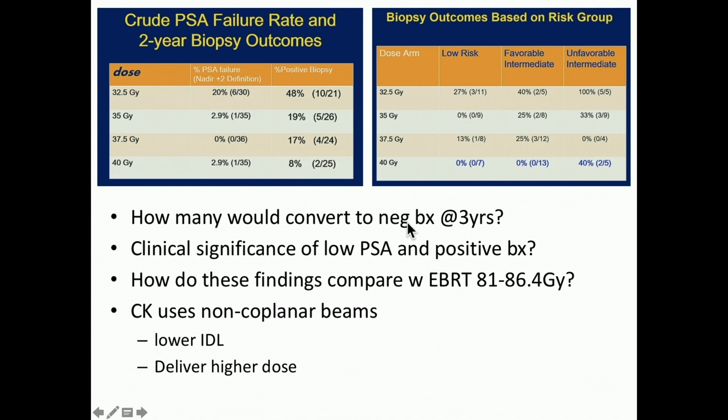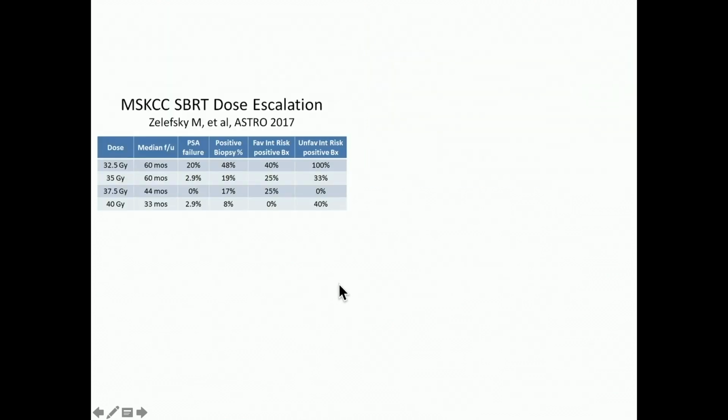Again, if you look at the UCLA, the UCSF, and a lot of the other PSA nadir data sets, it shows that the nadir continues to decline past 2 years. The question of what the clinical significance is of a low PSA with a positive biopsy remains. How these findings compare with external radiation therapy is also a question, and also the platform that's utilized. Some platforms prescribing to lower isodose lines may be delivering higher doses.